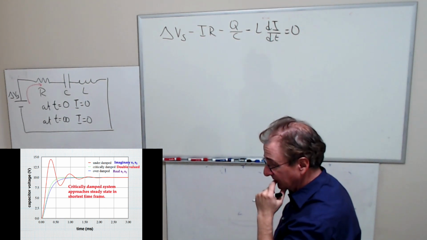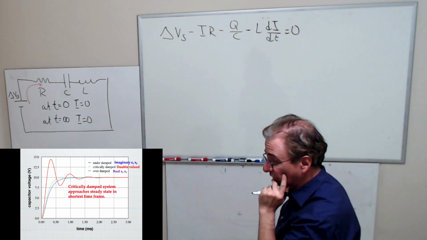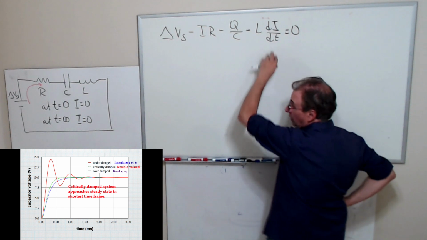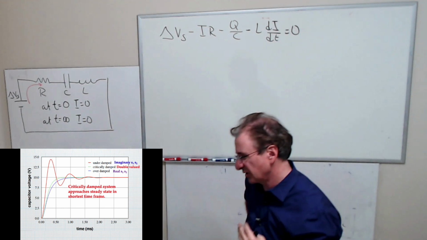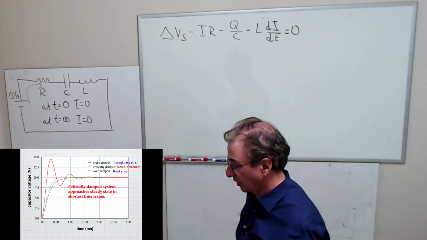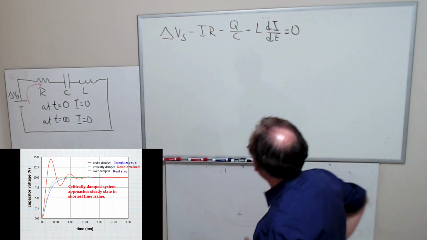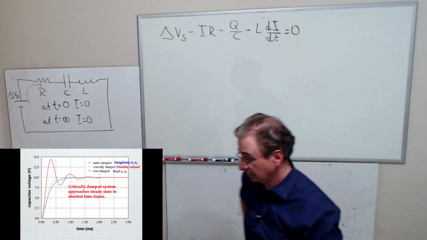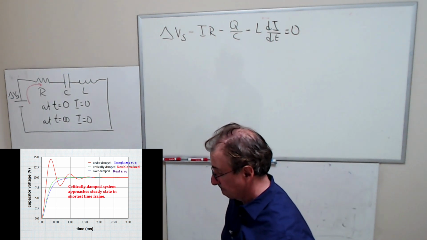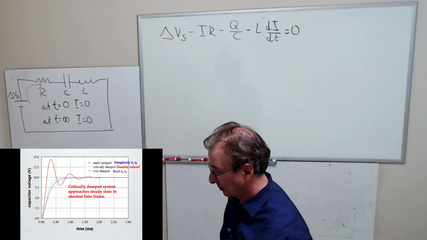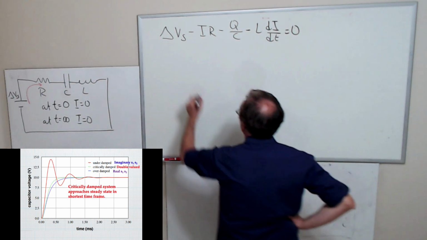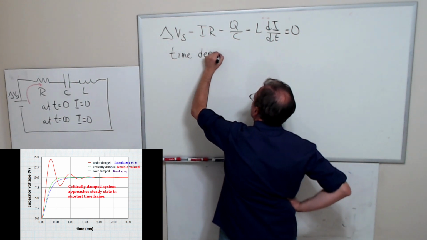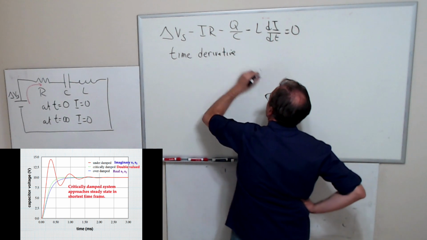I'm interested in the current. I can solve that for charge if I wanted to, because this is dq/dt, and this is the second derivative of q with respect to time. I'm interested in the current, so I want to solve for the current. In order for me to do that, I need to have I's everywhere. So guess what I'm going to do to my equation? It's perfectly legal for me to do this. I'm going to take the time derivative of the equation.